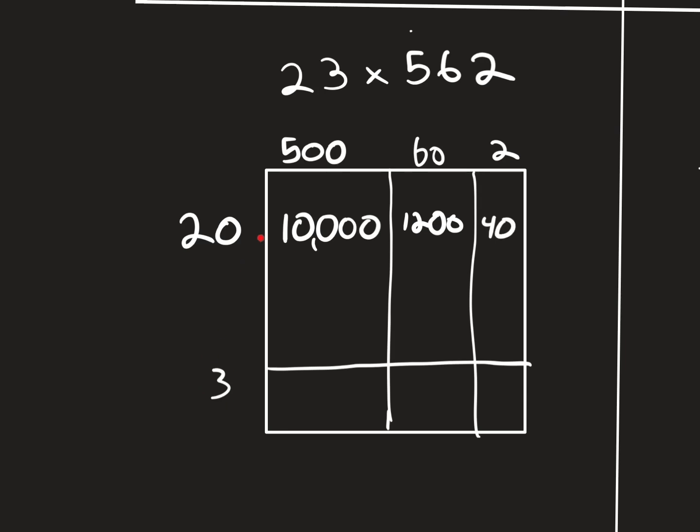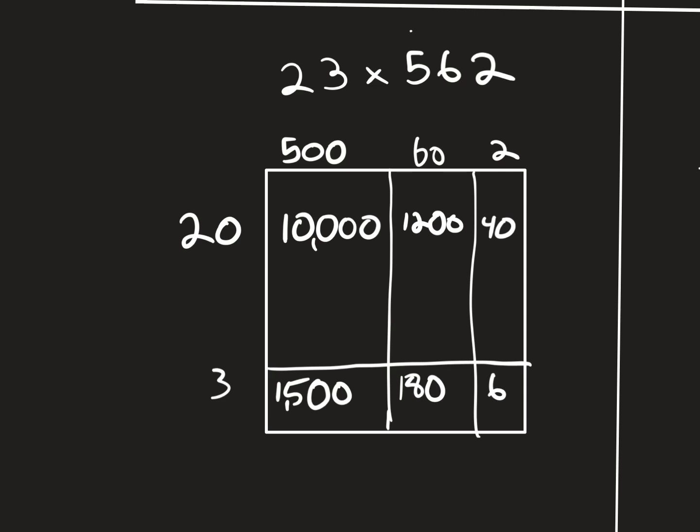Now I go 3 times 5. That gets me 15. And I have 2 zeros that I need to drop. So I drop those 2 zeros down. I add my comma. And we're good to move on. So 3 times 6. That gets me 18. And I have 1 0 that I need to drop down, so I drop that down. The last box, 3 times 2, that gets me 6.